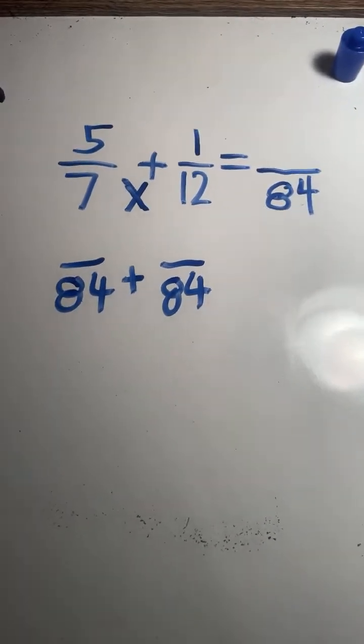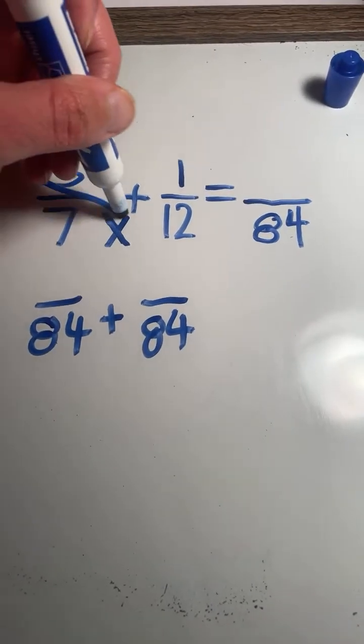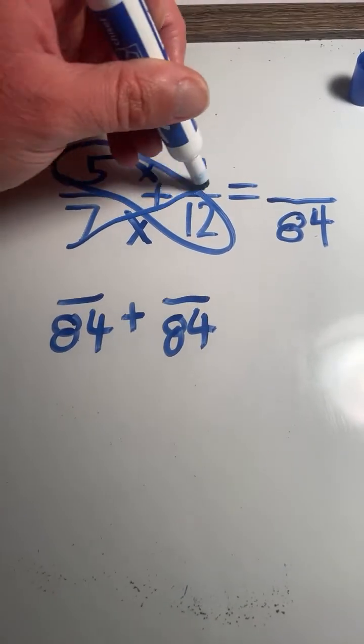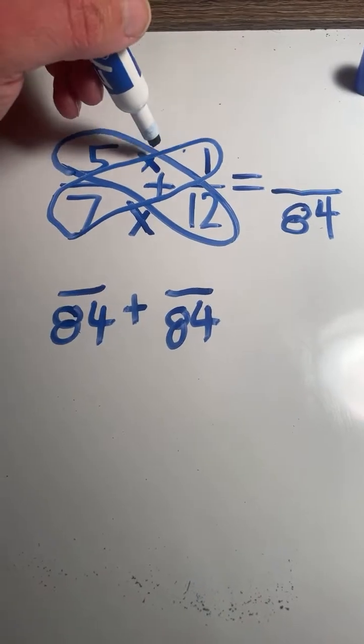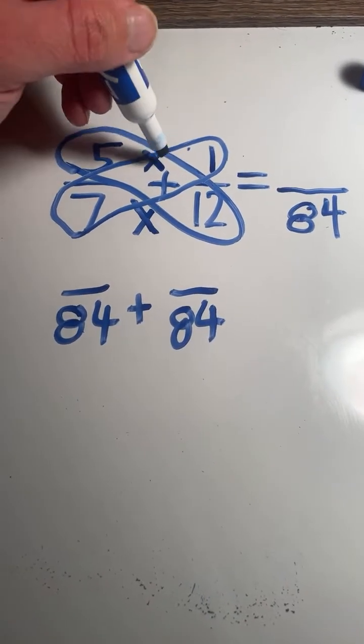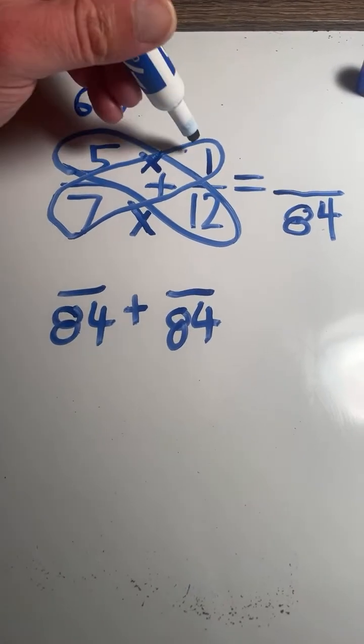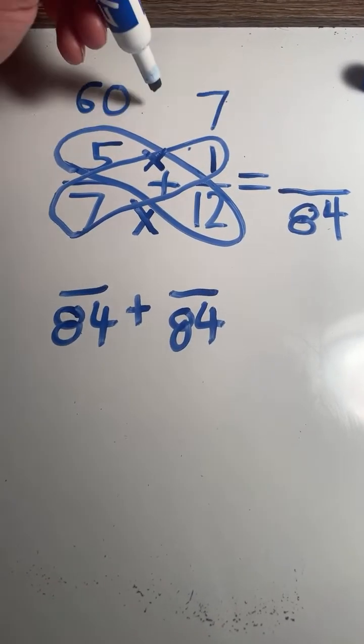Now to find the numerators, we have to multiply each numerator times the opposite denominator. So we're going to multiply 5 times 12, and we're going to multiply 7 times 1. 5 times 12 equals 60. 7 times 1 equals 7.